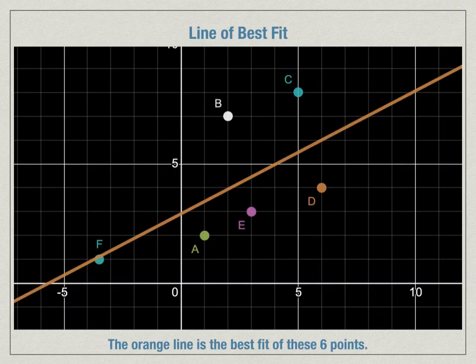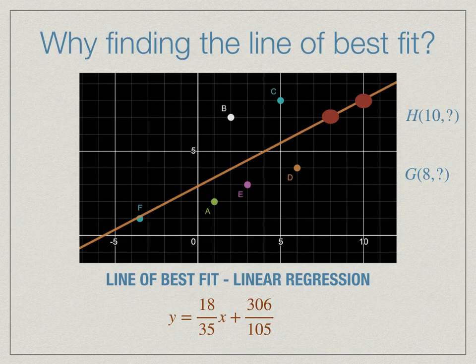So the orange line here is the line of best fit of these 6 points. But the question is, why do we want to find the line of best fit? Well, if you only have 6 data points, once you find the line of best fit, you can use this line to estimate the y value of points whose x values are not one of the historical data points.